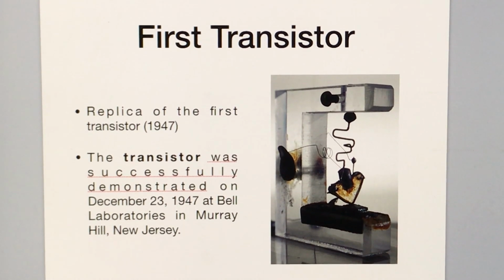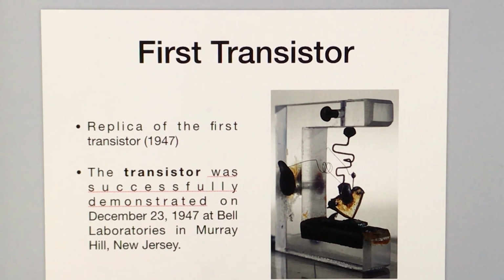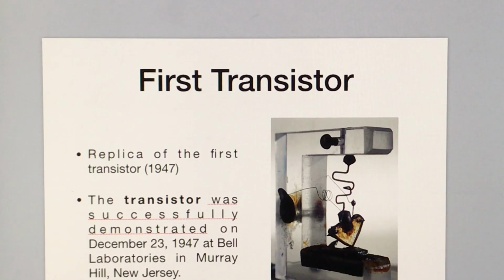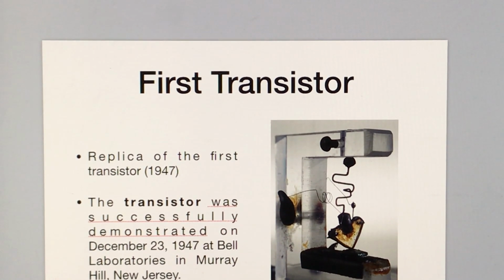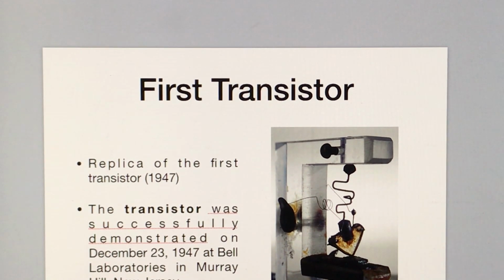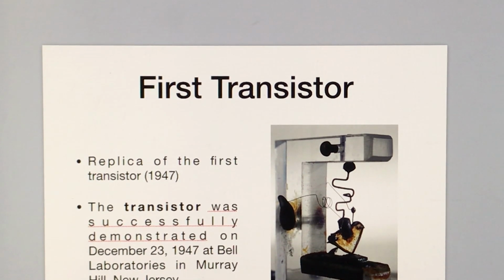So what's behind the transistors? We have the first transistors, as you can see. What you can see in the picture is a replica of the first transistor that was built in 1947. The transistor was successfully demonstrated on December 23rd, 1947 at Bell Laboratories in Murray Hill, New Jersey, by a group of scientists who were trying to make better electronics for their time to research faster.